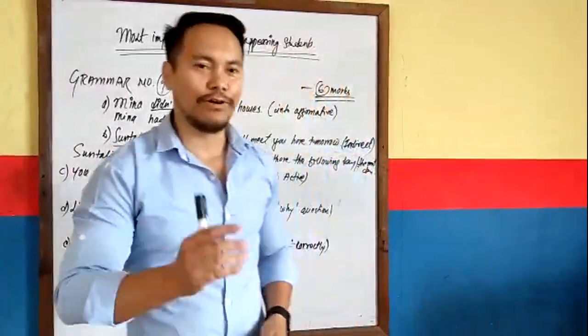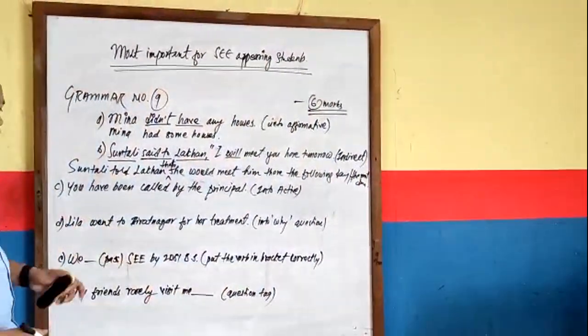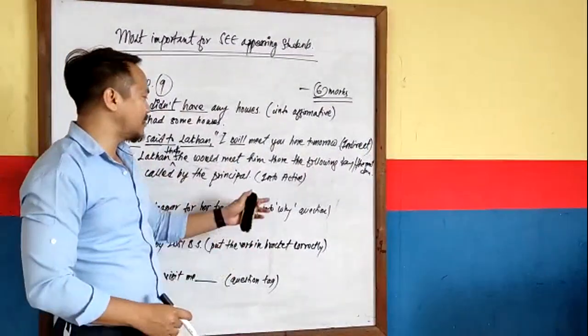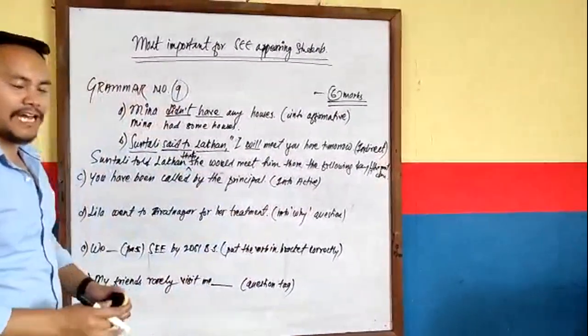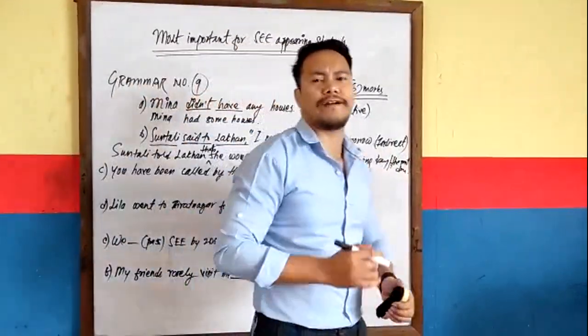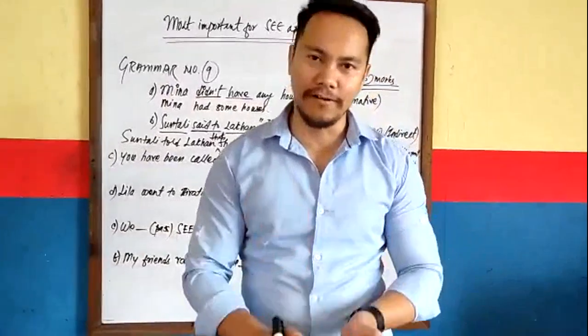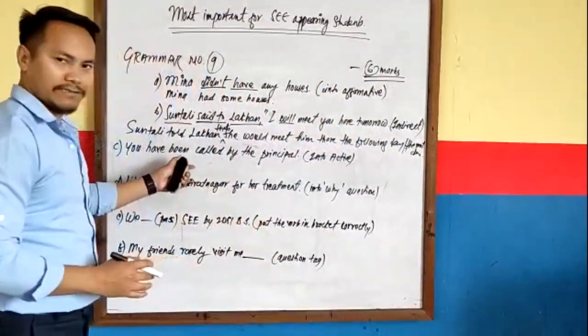Okay, now we are moving to question number C. I read the question: You have been called by the principal. That has to be changed into active. And we all know the very principal rule for active: subject and object interchange along with the verb. Alright? So let us have a look at this.